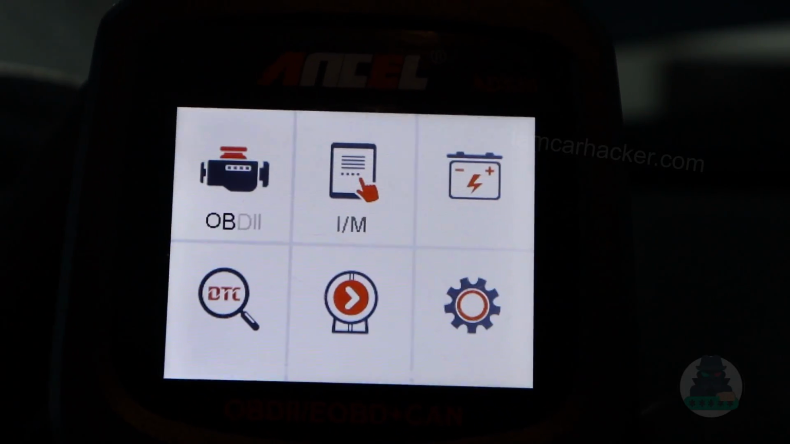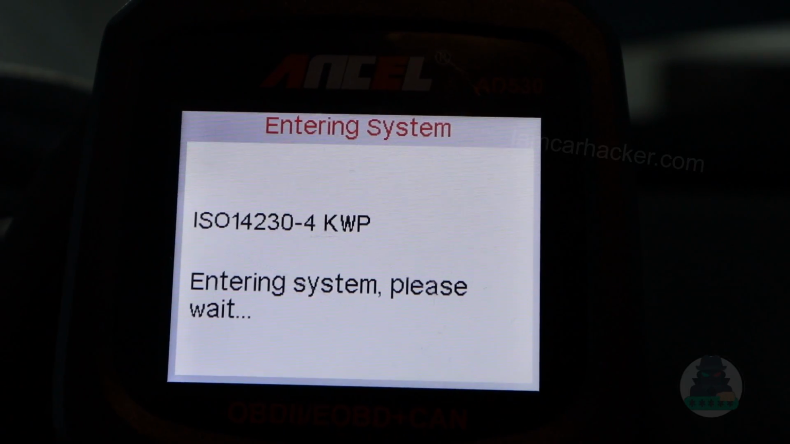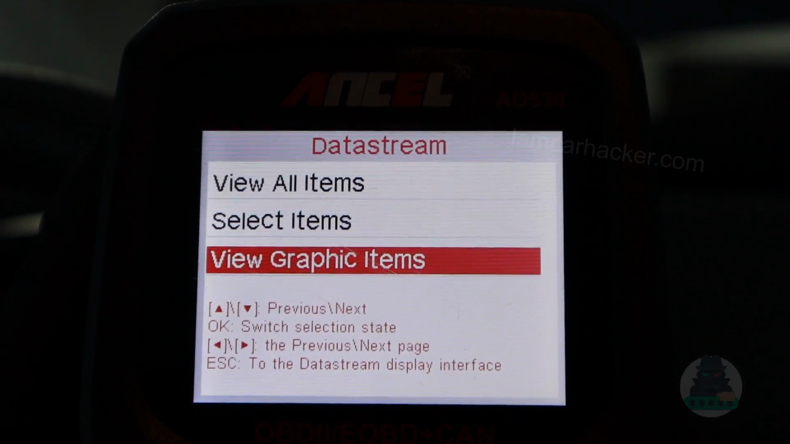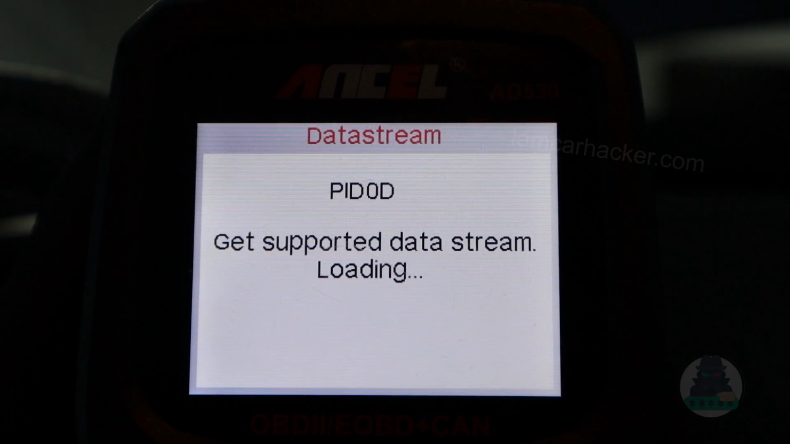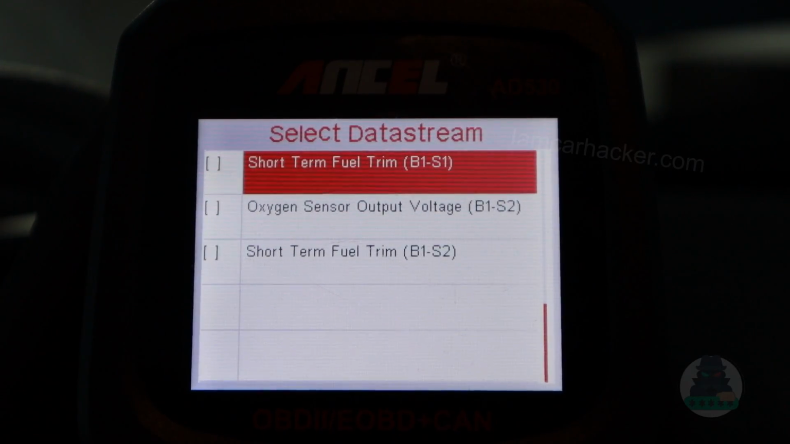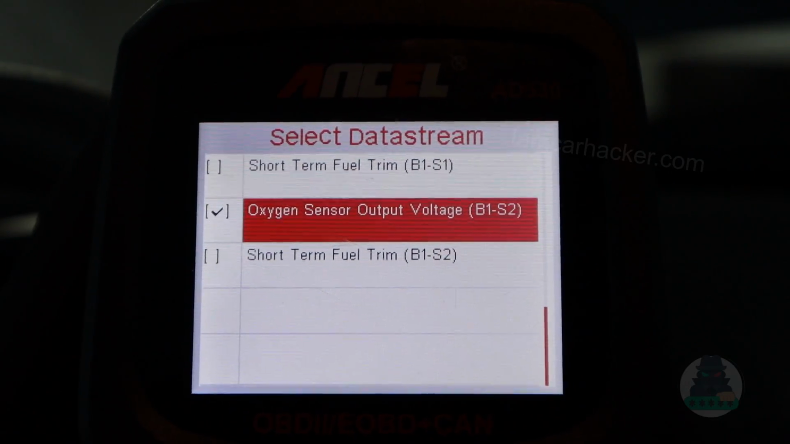The real diagnosing is done with your engine live data. Let me open data stream. Let's check it as graph, and we will open data from oxygen sensor 1 and oxygen sensor 2. Well, basically all you need is oxygen sensor 2. Let's start with just that.